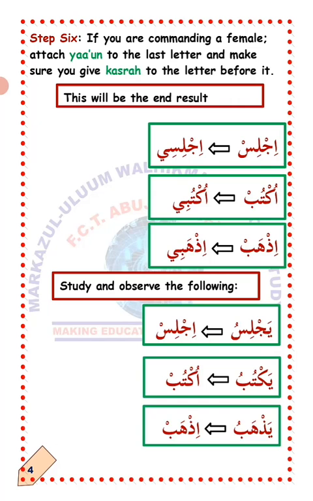For instance, we say ijlis in commanding a male person. In the case of a female person, we attach yaa to the last letter. Remember, once yaa is attached, the letter before it must take kasra, as we know that yaa is the mother of kasra. So ijlis will now become ijlisi, sit down, commanding a single female person.